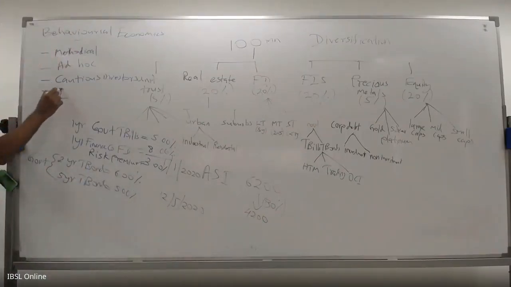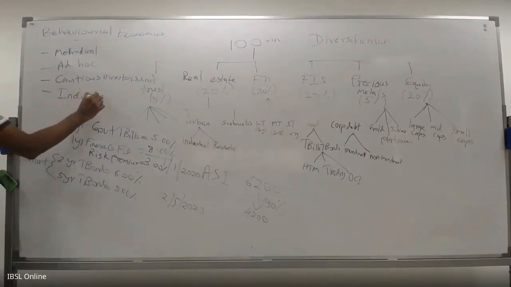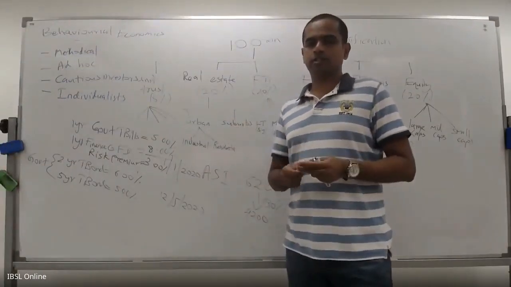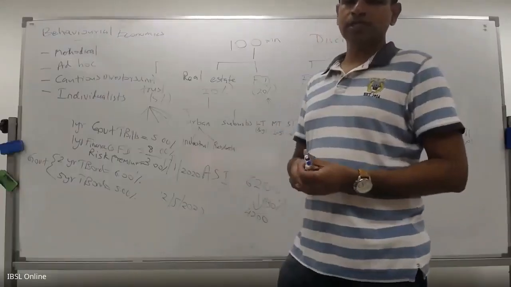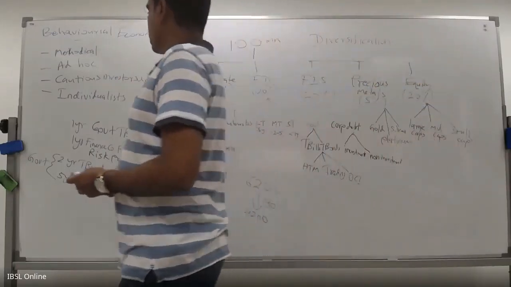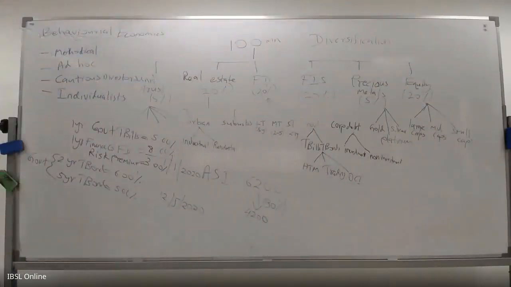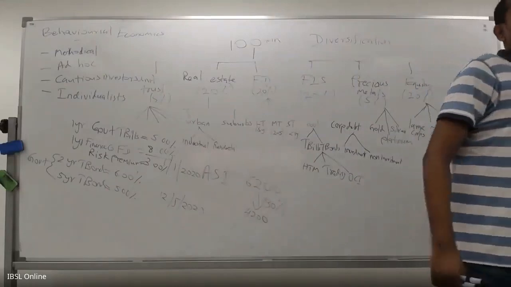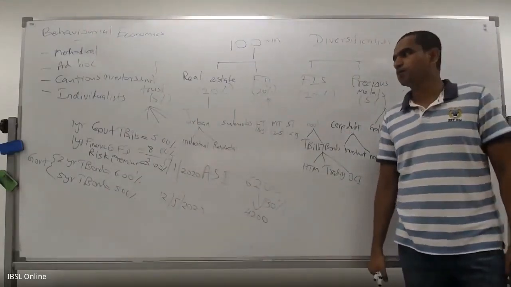You also have individualist investors. Individualists will do their own research. They don't want to depend on anyone else. They will make their own decisions. They are not necessarily guided by the research done by others. They will do their own research and make their own investments. They don't depend on others. So these are the kinds of investors.